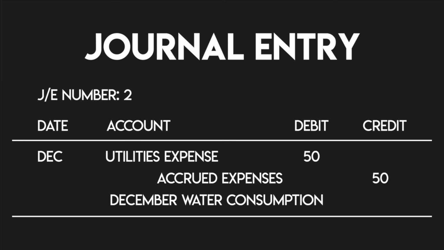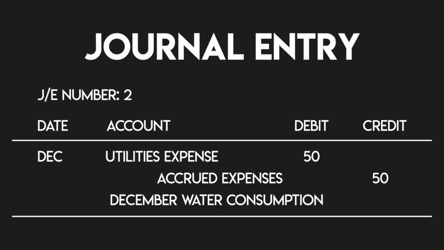Now, let's jump forward to the end of December. Another month has flown by. Do we have any more adjusting entries to post? Yes, we do. We've consumed another month's worth of water and we still haven't received a bill or paid for any of it yet. We need to accrue some more utility expenses. The journal entry looks like this. It's exactly the same as the one we posted last month.